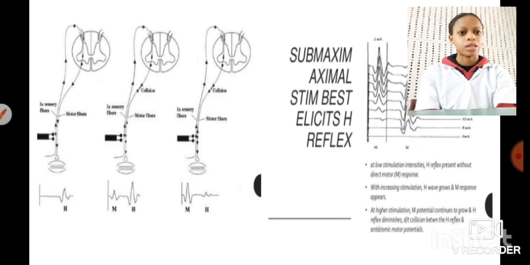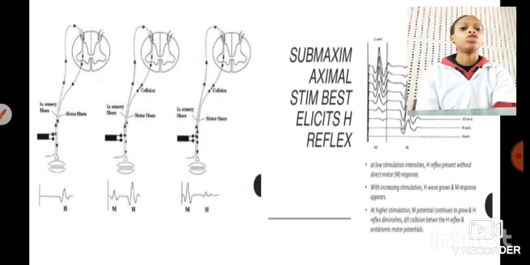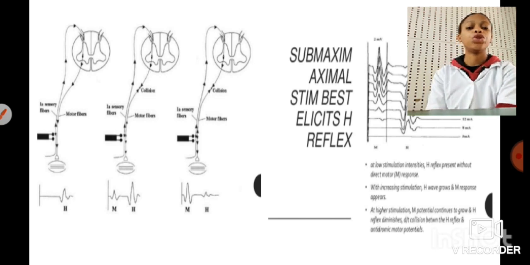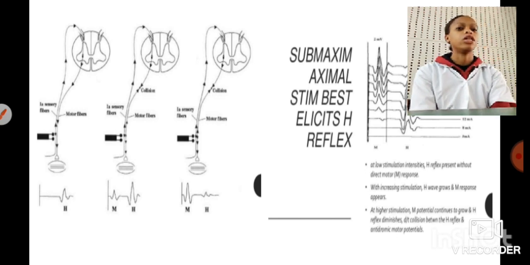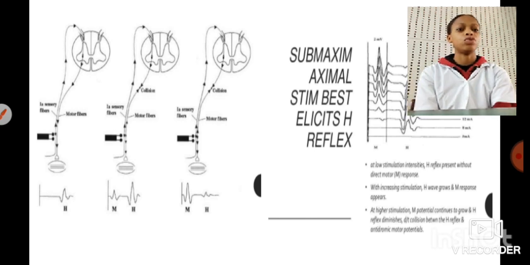If we increase the intensity of the stimulus, it is going to stimulate the sensory pathway and the motor pathway, and then this leads to collision in the motor neuron, which is coming back, reducing, hence reduction of the H reflex intensity, and also formation of the M wave, which is the muscle stimulation. On increased stimulus, there will be formation of a bigger M wave, and as we increase the stimulus, the H wave goes on reducing in size.